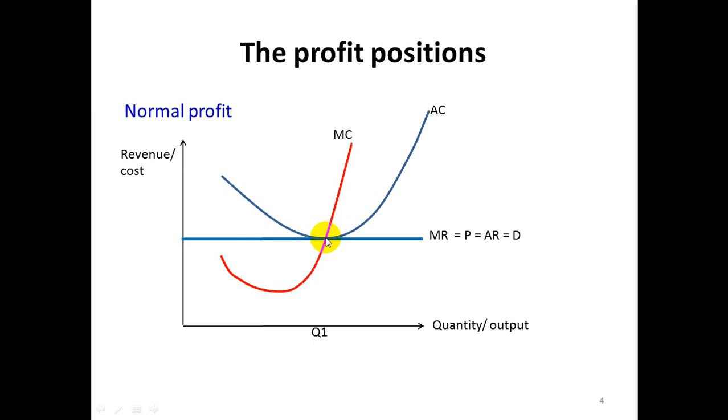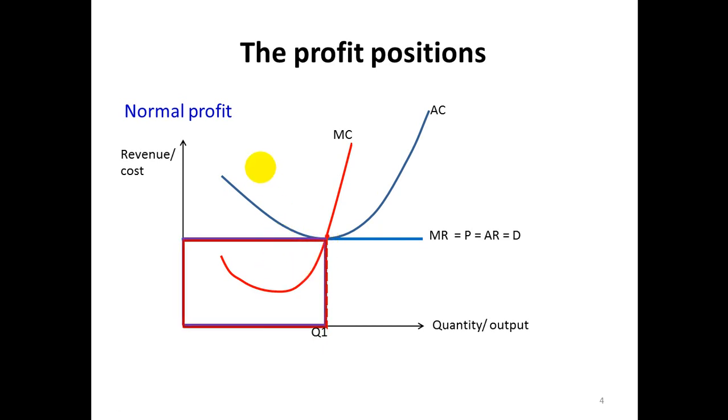Okay, so everything is in one point. We still produce quantity one. Why do we produce there? Because your marginal revenue is equal to your marginal cost at this point in time, and that's the profit maximizing position.